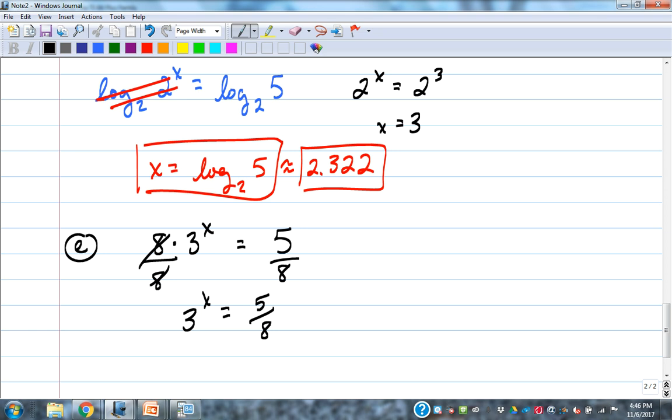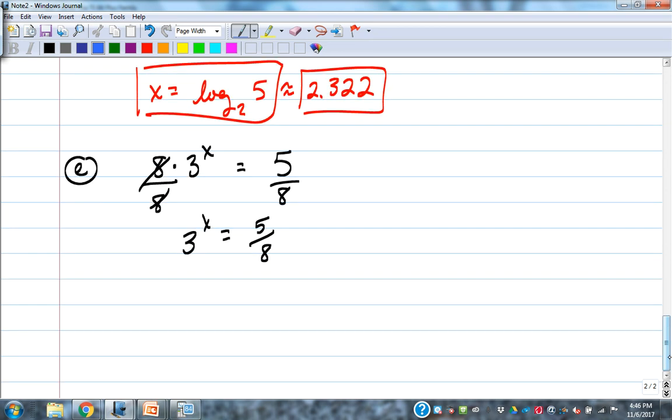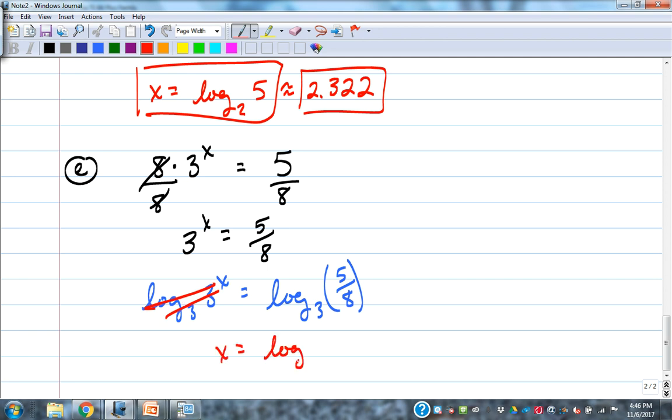Don't use them anymore. All right, so now we've got something with a variable in the exponent, and we've got a base on that side. What log base should we use to get rid of that? 3. So I'm going to use log base 3 on both sides. Log base 3 of 3 to the x. And I'm writing an extra step here. Log base 3 of 5/8. This side, log base 3 cancels 3, there's x. Hey, wow, I'm done.